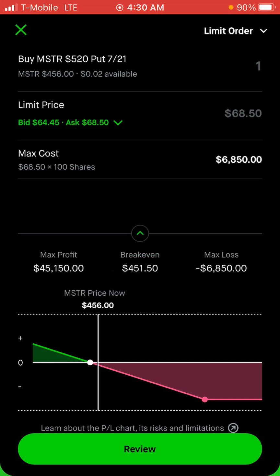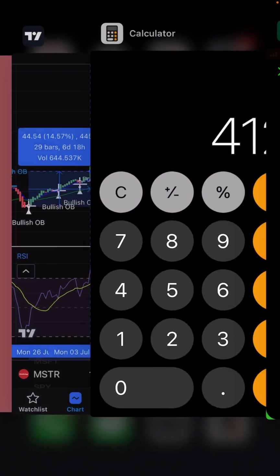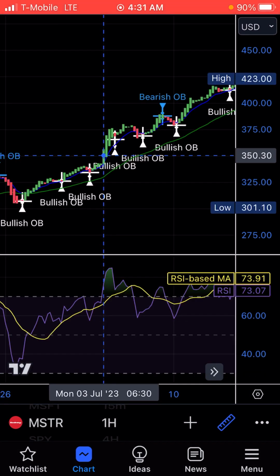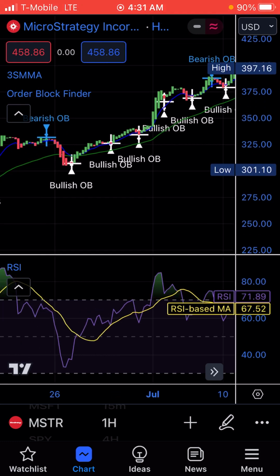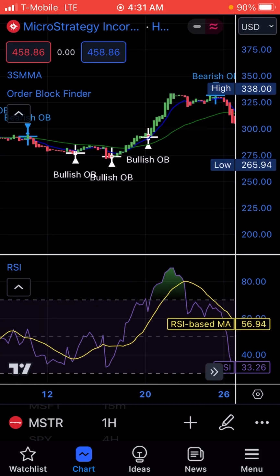Now, what I can predict here, just by knowing these numbers, is you make $100 for every dollar that you're right. So with a $44 difference in price, that is about $4,400. So let's just look at a couple other scenarios previously.